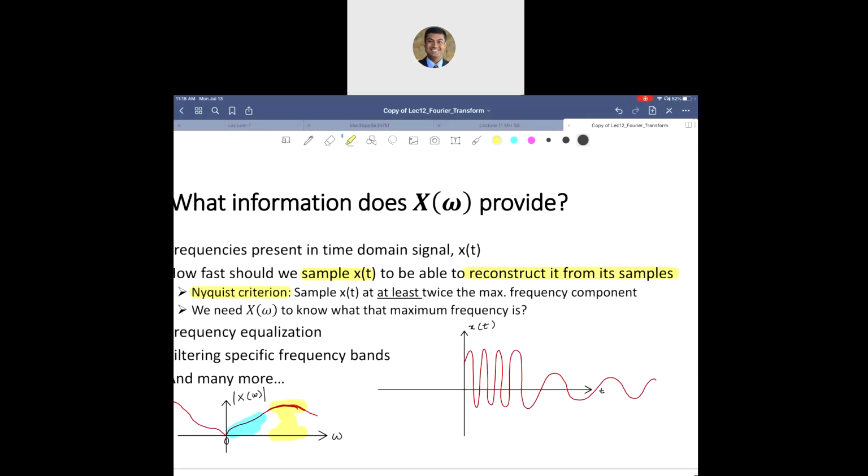Nyquist criteria says that if you want to be able to reconstruct your sampled signal, then you need to sample x of t at least twice the maximum frequency of the signal x of t. So if I say the maximum frequency, the highest frequency in x of t is f max, then I need to sample x of t at least twice f max.